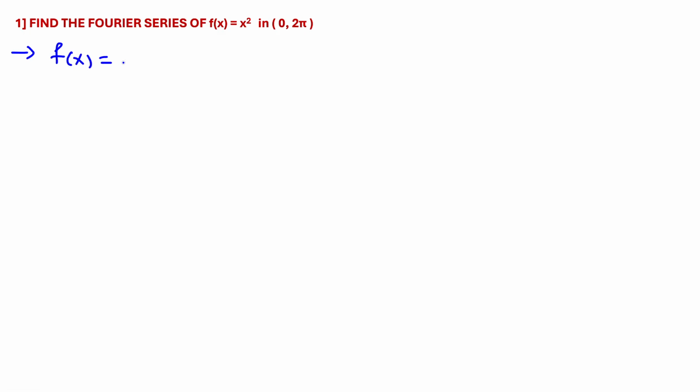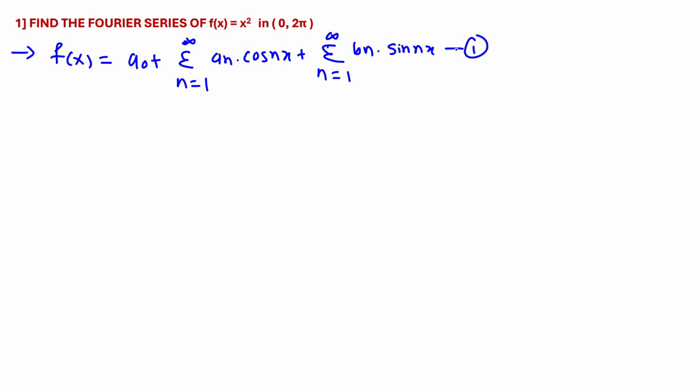So we know that f(x) = a0 + summation n = 1 to infinity of an cos nx + summation n = 1 to infinity of bn sin nx. Consider this equation as equation number 1. Now, initially find the value of a0.